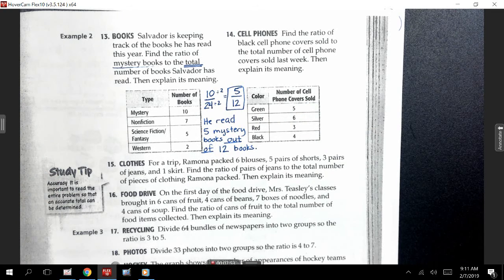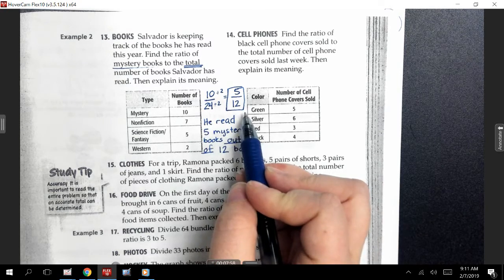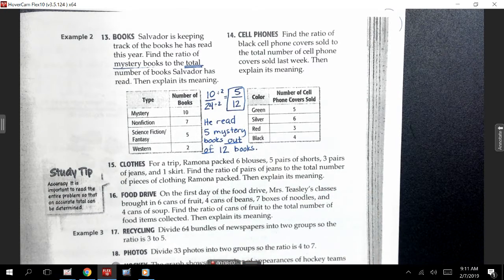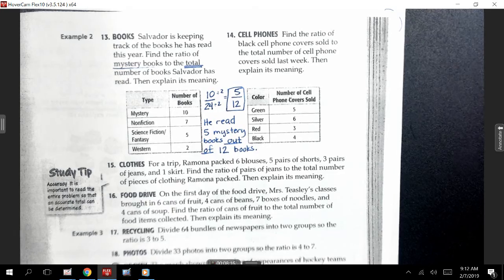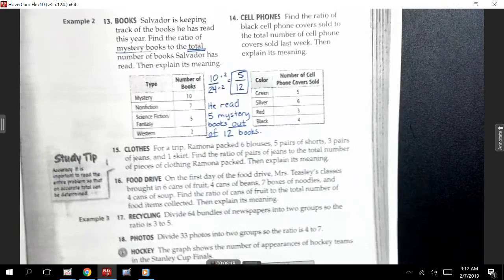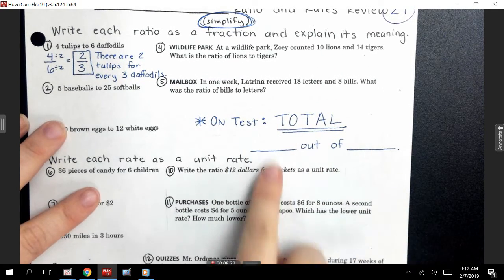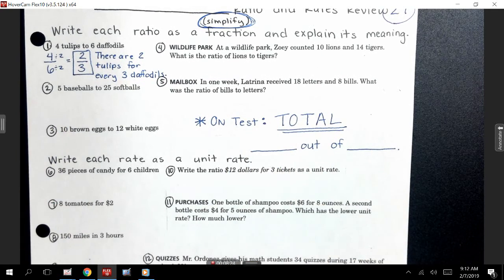Did I put 12 books total? No, because my total was 24, and didn't I already change that? So you're just putting 12 books. So if I was talking about, I don't know, how many monkeys are at the zoo, I would say, I don't know, 15 monkeys out of the animals. Does that make sense? Okay. So, out of. All right. This is on the test, guys. Are we okay with that? And it's in a chart and everything.